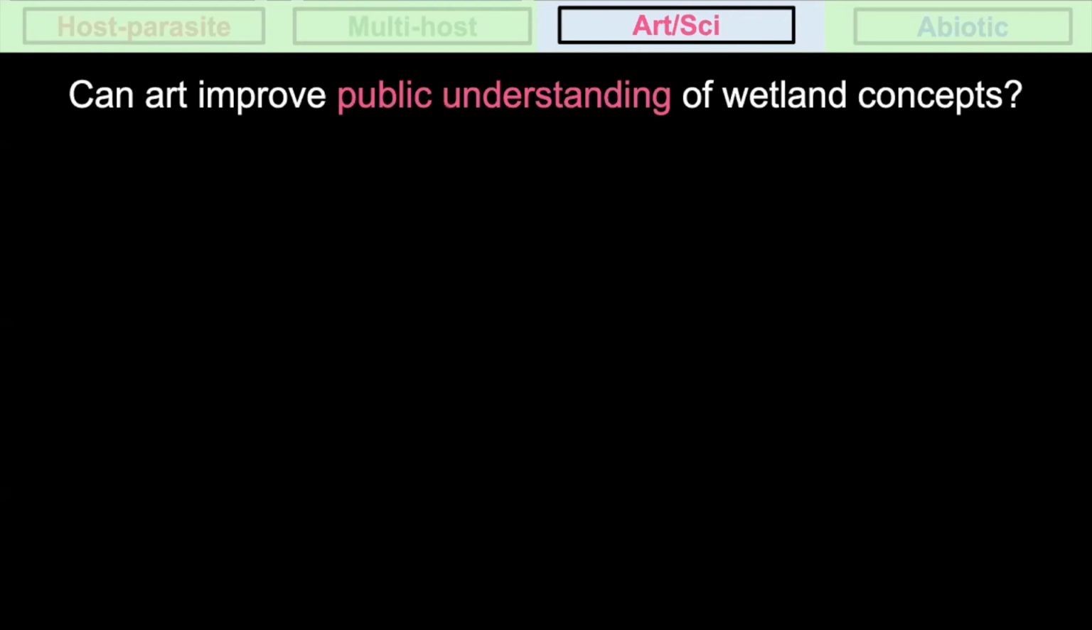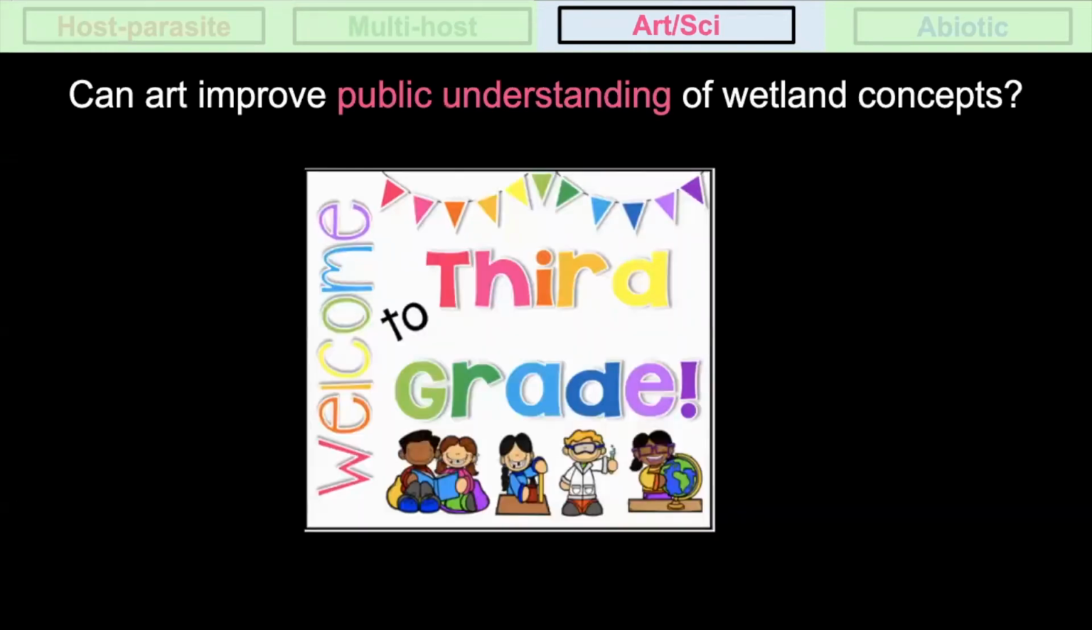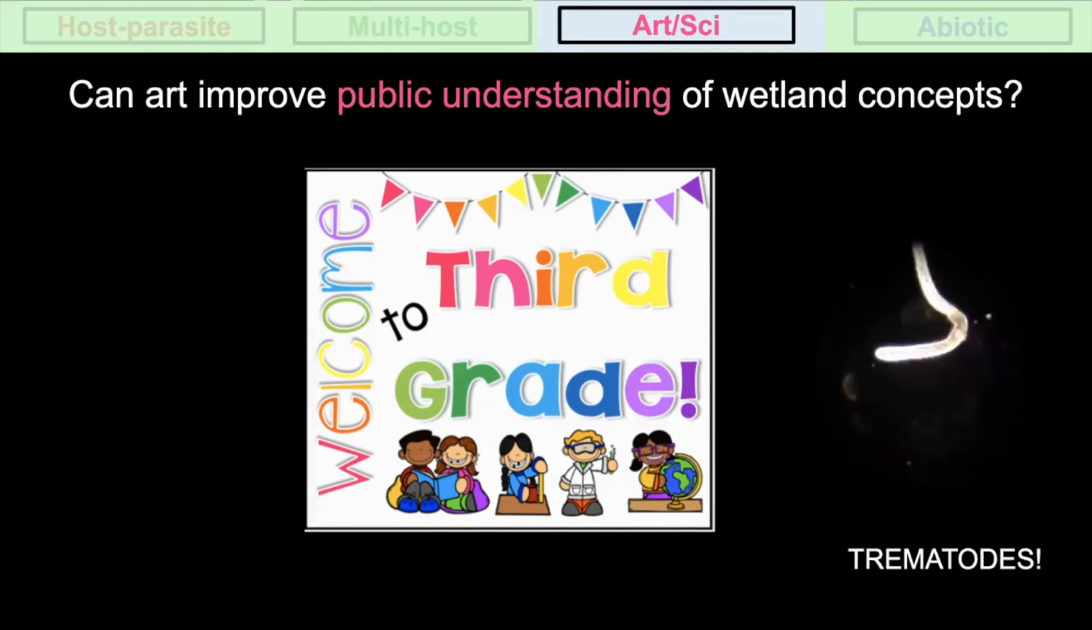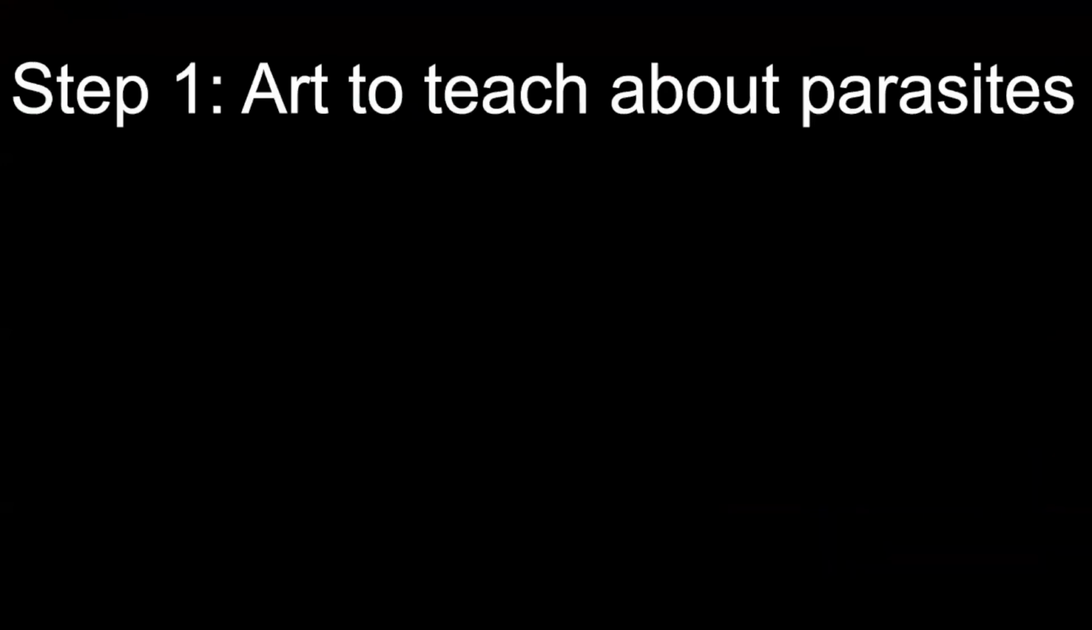So we asked, can art improve public understanding of wetland concepts? To understand this, we focused on third graders as our model group. We chose third graders because recent studies suggest that children at this age are excited about nature, and teaching them about nature at this age maintains their excitement into adulthood. So to help third graders understand wetland concepts using art, we wanted to teach third graders about trematodes as a test. So what we did was a 3-step process.